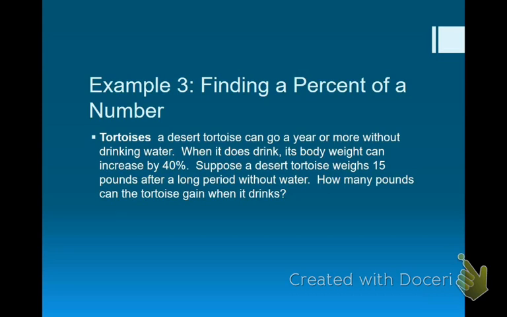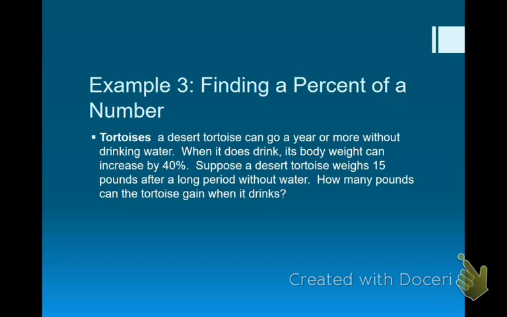It says a desert tortoise can go a year or more without drinking water. That's kind of crazy, isn't it? A year or more without drinking water. When it does drink, its body weight can increase by 40%. So suppose a desert tortoise weighs 15 pounds, and this is after a long period without drinking water. How many pounds can the tortoise gain when it drinks? So I have to figure out how many pounds is 40% of 15.